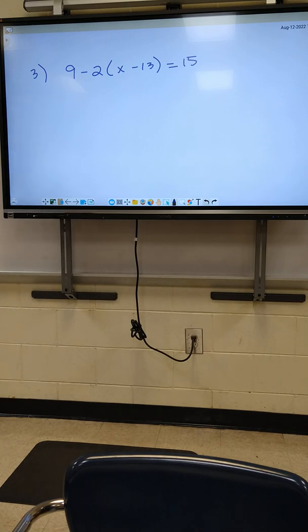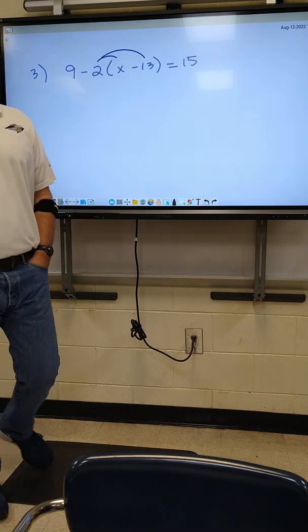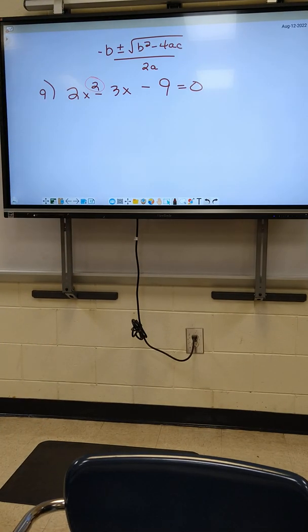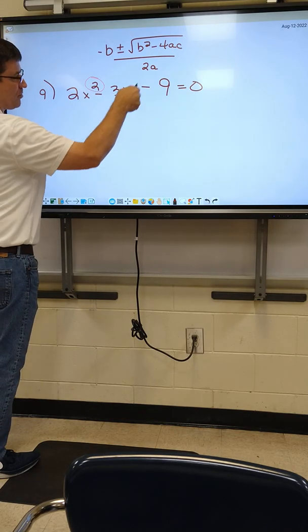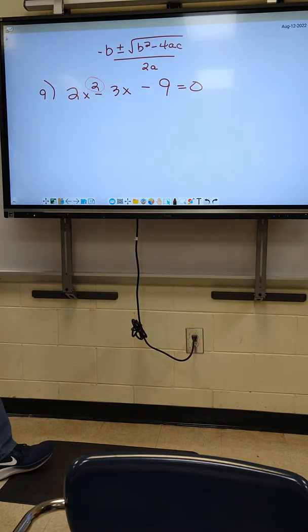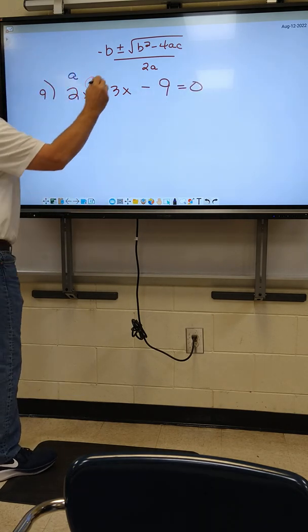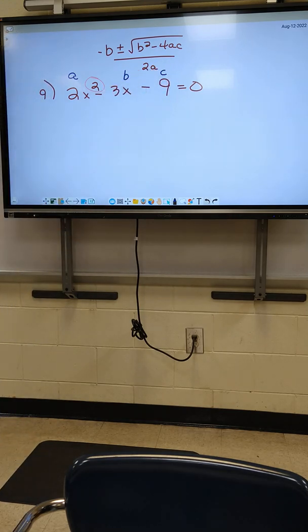Now, number 3's just got an extra step. What do we have to do first on number 3? Good, I'm going to let you guys distribute, then add your like terms. All right, do that. And you need to make sure it's in the correct order. We want our x squared in the first spot, our x in the second spot, our number without an x in the third spot. If you guys remember, the a is always the number in front of the x squared. The b is the number with the x. The c is the number without a variable. It's always in order.